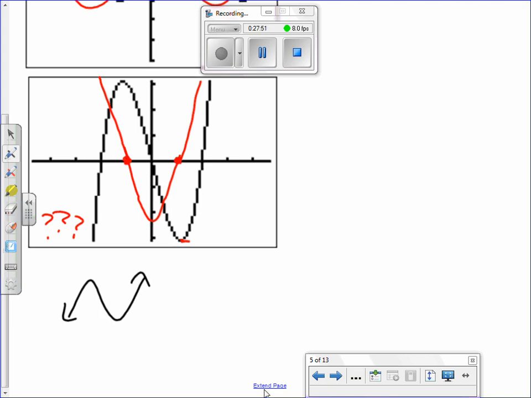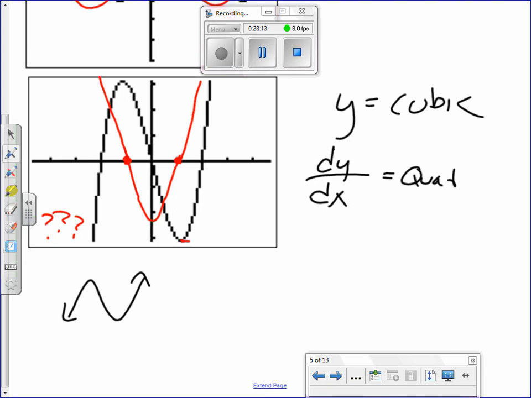Oh, I heard it. Fourth wouldn't do that because the end behavior would be the same. Cubic, right? This function is some kind of cubic. You see how the derivative looks like a parabola? It is, because when you take the derivative of a cubic, the derivative will be some quadratic. Right? Use the power rule.